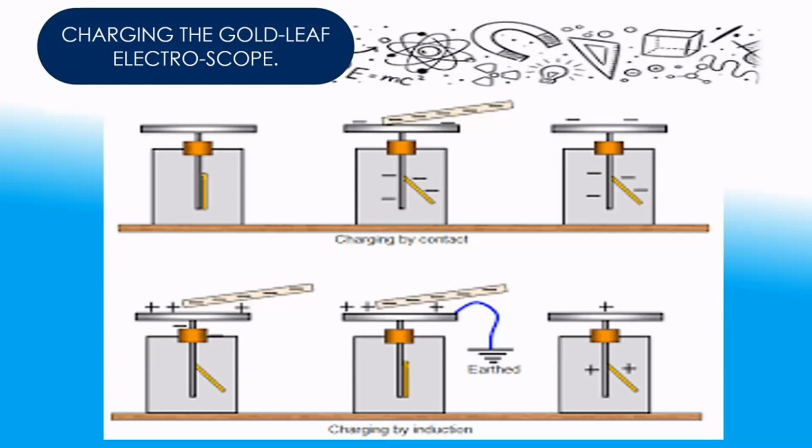The second method is by electrostatic induction. When we talk about electrostatic induction, we mean the act of charging two bodies by placing a charged body near it without any contact between the two. We also charge the gold leaf electroscope this way.